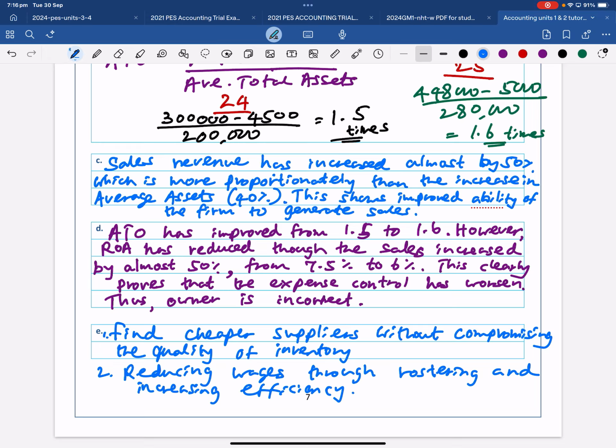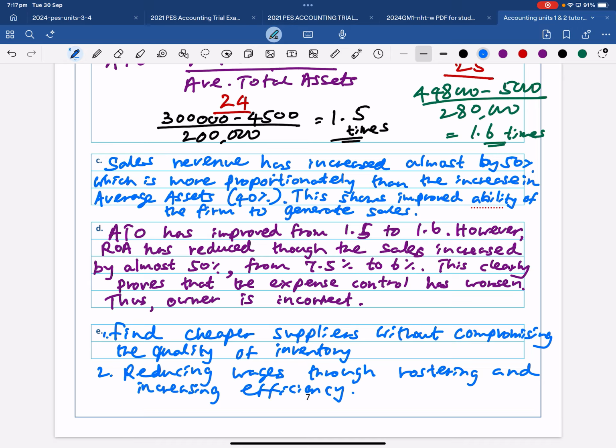How does that reduce the wages? Basically, we have to roster employees. When it is a busy time, of course you have to have more employees, or maybe more efficient employees. If it is not that busy, then you can reduce the level of staff. And at that time you can have more unskilled or semi-skilled labor, who are cheaper, and as a result you can reduce the wages.